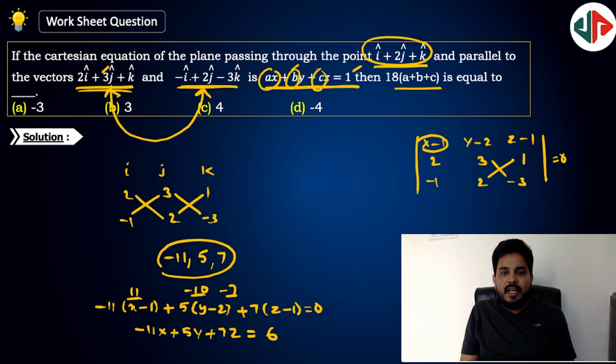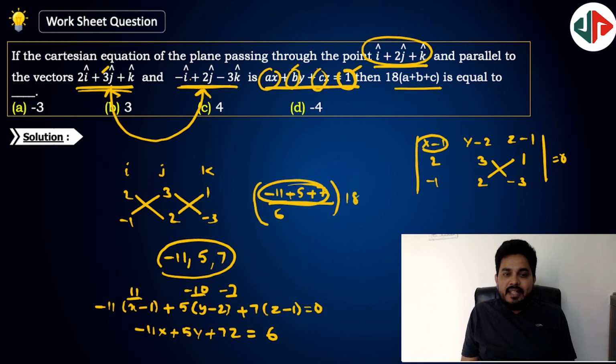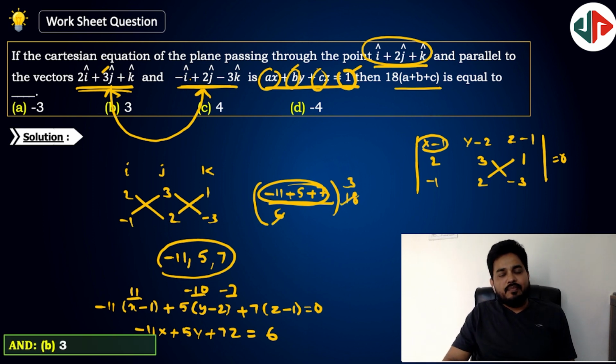But I need 1 there. It is minus 11 by 6 plus 5 by 6 plus 7 by 6 into 18. So this value is equal to 3. You are going to get the answer as 3.